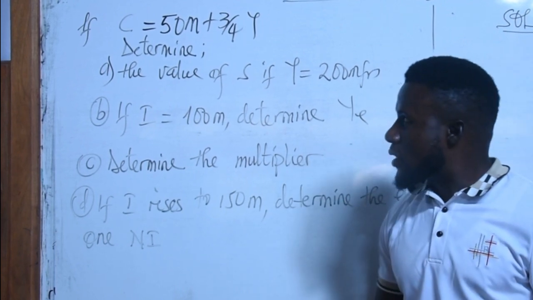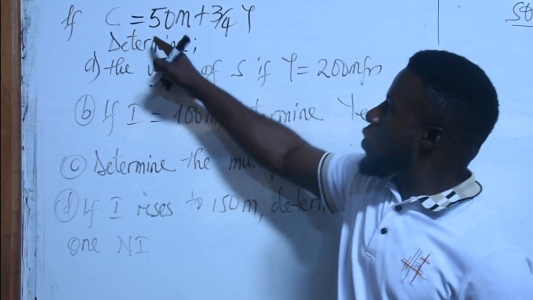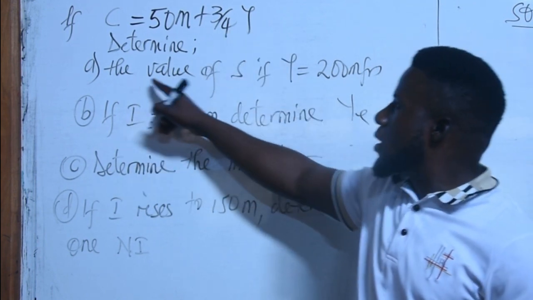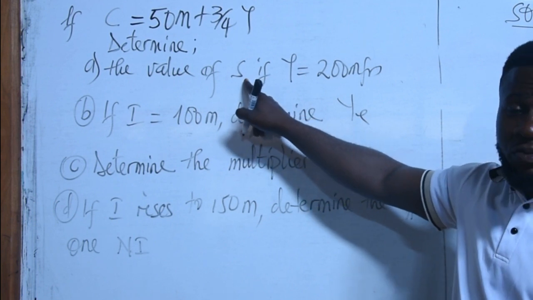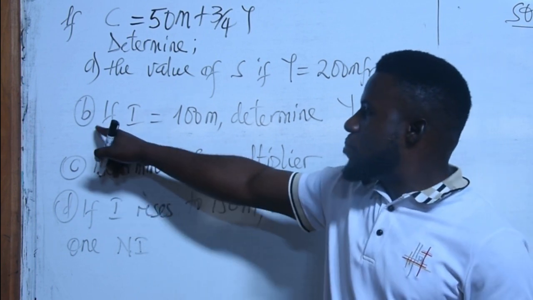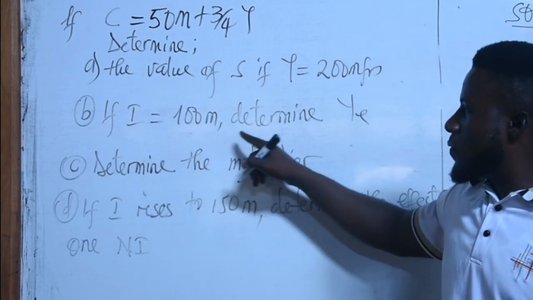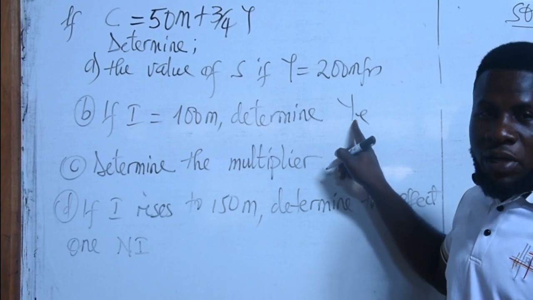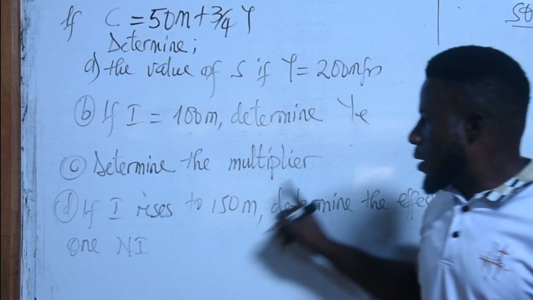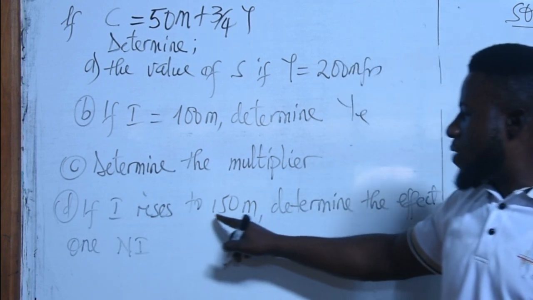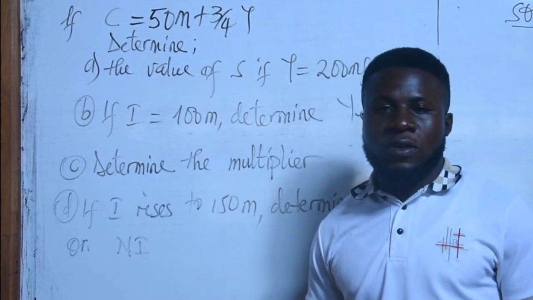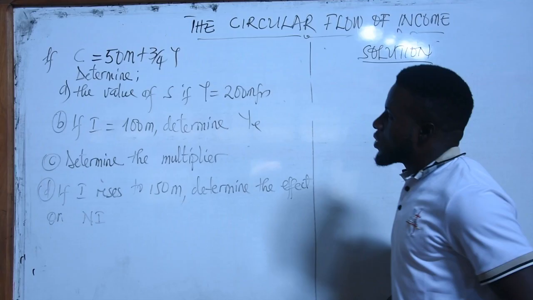Alright, let's look at this exercise. It says, A, if consumption is equal to 50 million plus 3/4 Y, determine the value of savings, S representing savings, if Y is equal to 200 million francs. B, if investment is 100 million francs, determine the equilibrium income, that is YE. C, determine the multiplier. D, if investment rises to 150 million, determine the effect on national income.